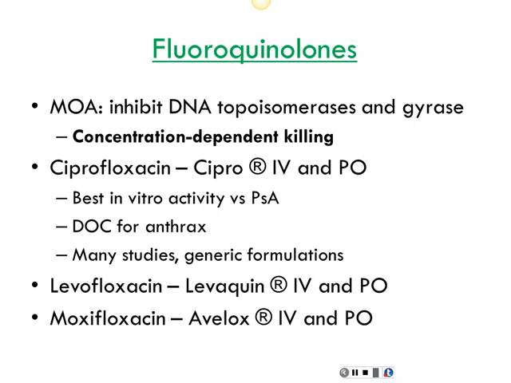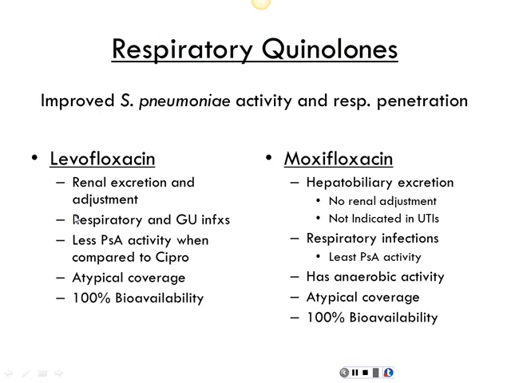Let's see what the next slide has in store for us. Okay, so you get better strep pneumo coverage with the newer agents. What else do I want to say here? So levo and moxi are both 100% bioavailable. Cipro is not 100% bioavailable, it's about 80 to 100% bioavailable. So when you go from PO to IV, your IV dose is 400 versus your PO dose being 500. So we reduce the dose by 20% to get an equivalent dosage systemically.